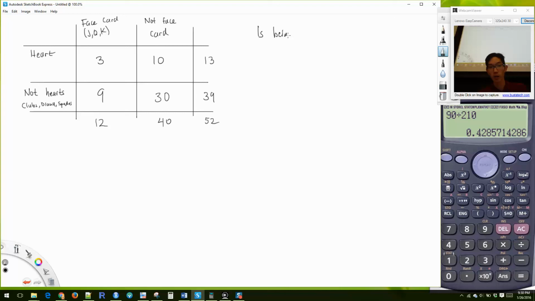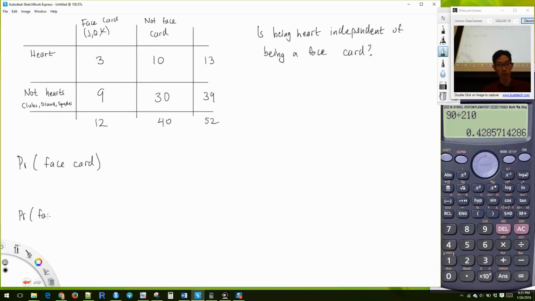Is a card being a heart independent of being a face card? This is our question. Well, to test this, we're going to ask, what is the probability that a card is a face card? And what is the probability that a card is a face card if we know that the card is a heart? So what's the probability that a card is a face card? 12 face cards total out of 52 in the deck, right? So we have 12 out of 52.